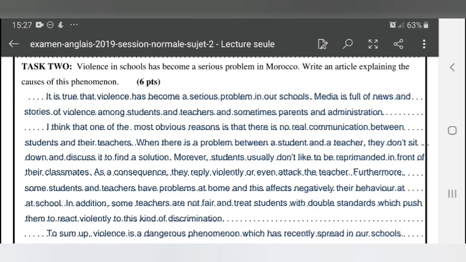So here we have some reasons that cause violence in schools in Morocco. So this is our body.